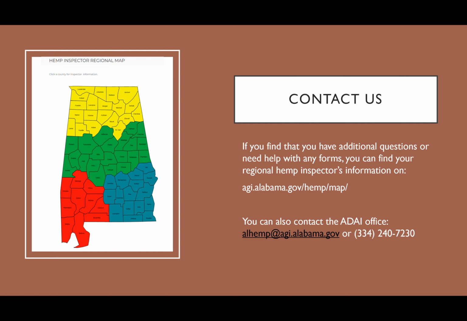If you have any questions about filling out an acquisition request, please reach out to our office. They'll be more than glad to help you fill out this request. If you would like to speak to one of the regional hemp inspectors, you can use this link right here and it'll carry you to the interactive regional inspector map. You click on the county that you're in and it'll give you the contact information for that inspector in that area. And again, if you have any questions about any of the forms or need assistance filling it out, please feel free to contact our office.